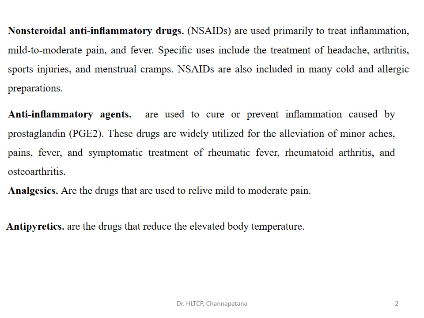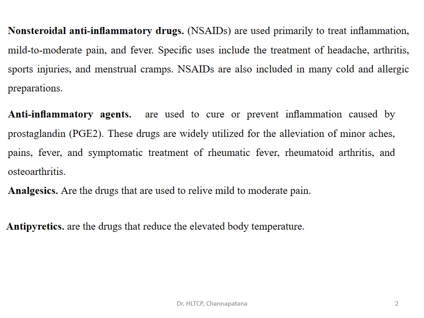Analgesics are the drugs that are used to relieve mild to moderate pain. It means that when inflammation occurs, when pain is there, analgesics also can work. And anti-inflammatory agents also have analgesic activity.